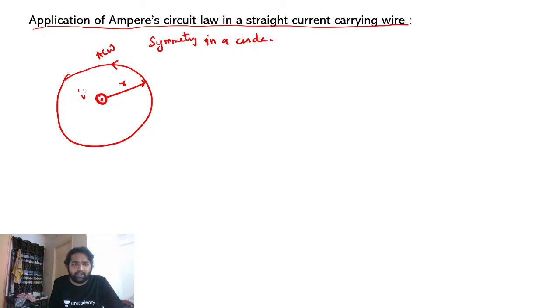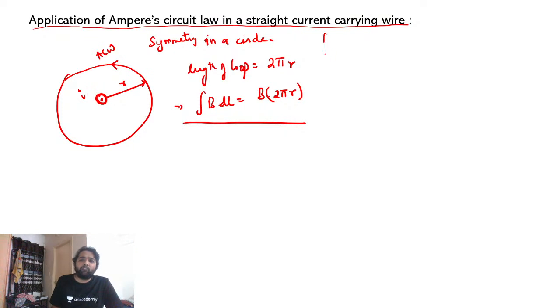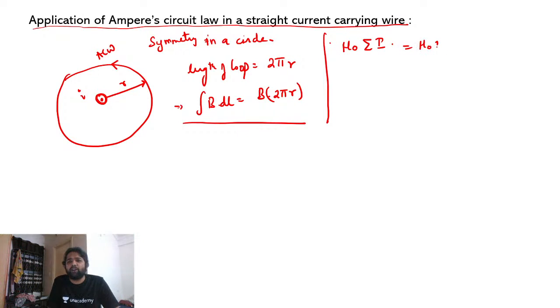At a distance R, the current I is flowing. What is the length of the loop? The total length of the loop will be equal to 2 pi r, and the field will be symmetric throughout. So I'll directly write the integration of B dl will be equal to B into 2 pi r. And this will be equal to mu naught into I inside, mu naught into summation of I. Since the loop is anti-clockwise, I will take I as positive because the direction of current is also this.